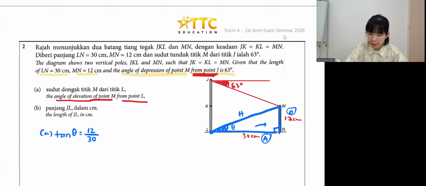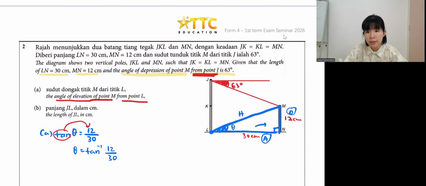Okay, now I want the angle. Meaning we are moving tangent over. Move tangent to the other side. Then it becomes tangent to the power of -1, then 12 over 30.